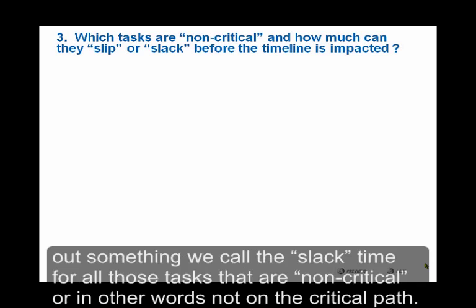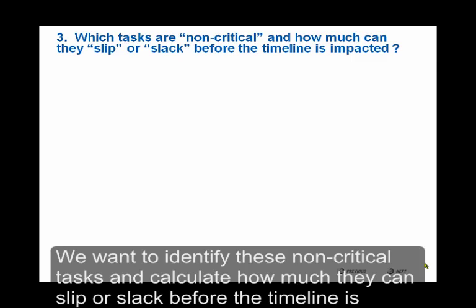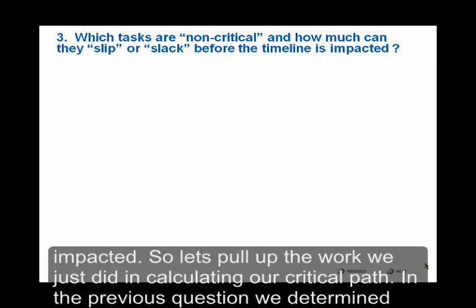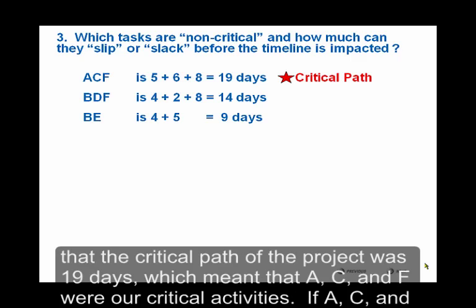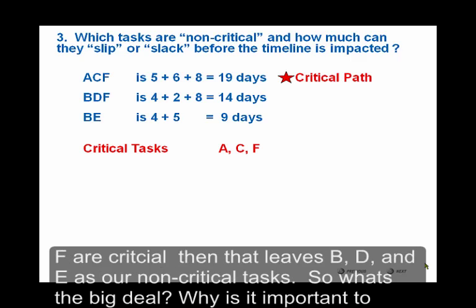So this leads us into our final question, which is to figure out something we call the slack time for all those tasks that are non-critical, or in other words, not on the critical path. We want to identify those non-critical tasks and calculate how much they can slip or slack before the timeline is impacted. So let's pull up the work that we did in calculating our critical path. In the previous question, we determined that the critical path of the project was 19 days. Okay, so this means that A, C, and F are our critical activities. If A, C, and F are critical, by default that leaves B, D, and E as our non-critical tasks.